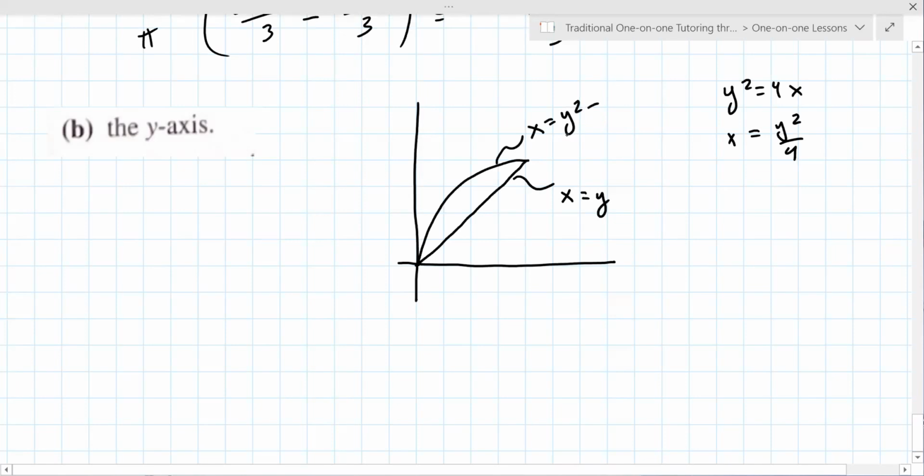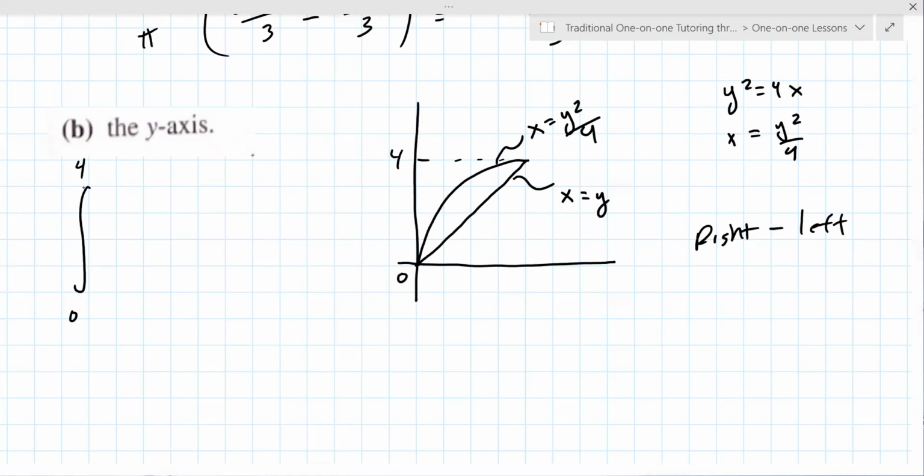Over 4. And then your integral is right minus left. Your bounds are on the y-axis. They just happen to be the same, so from 0 to 4. Now, for this one, if they were different, you would use the y-axis as your bounds? Yes. Okay.